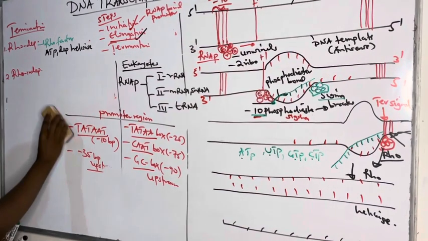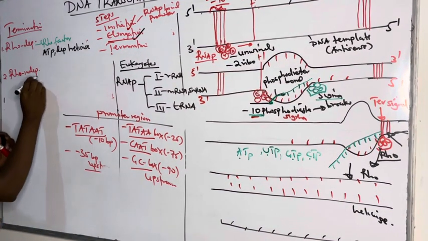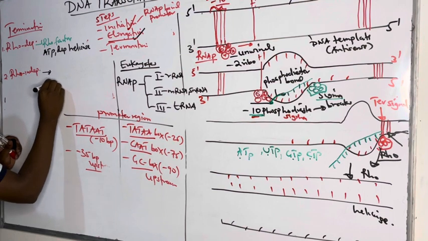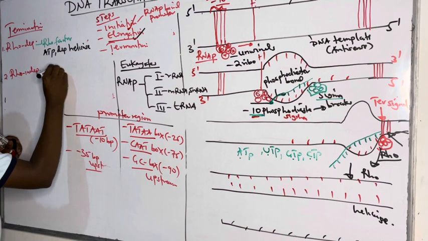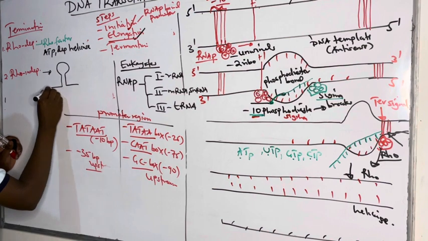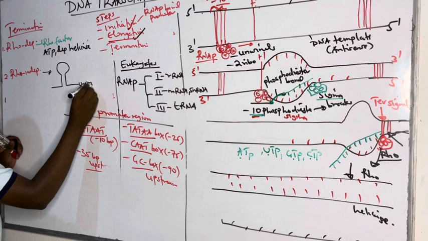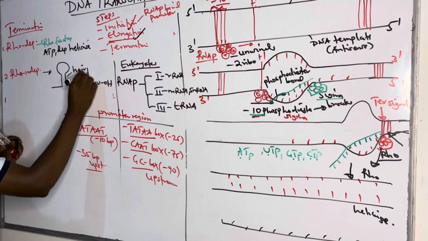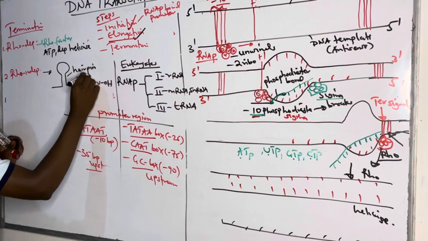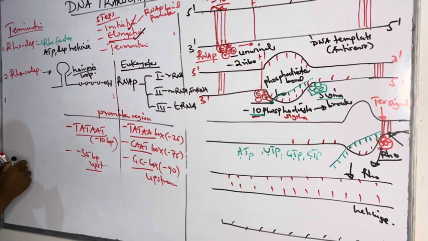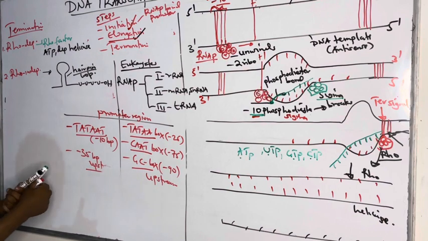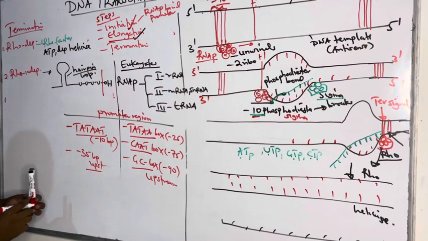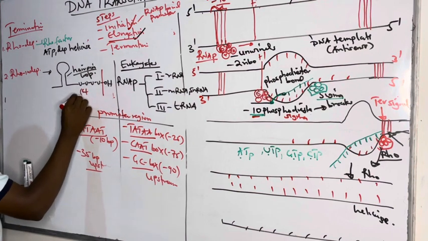in this termination step, we are going to see that this rho independent, we see the newly synthesized strand of RNA forming what we call a hairpin loop, which ends with 4 units of uracil. This hairpin loop formed is the one that terminates the elongation step. It is terminated at that point after 4 molecules of uracil.